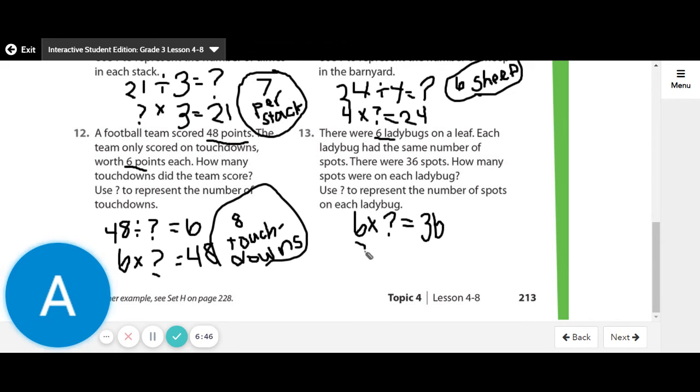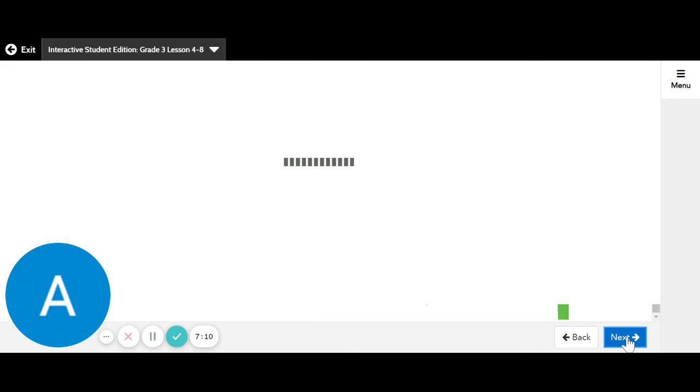We can think about 36 divided by 6 equals something. I know 6 times 6 is 36, and 36 divided by 6 is 6, so I know we would have 6 spots on each ladybug.